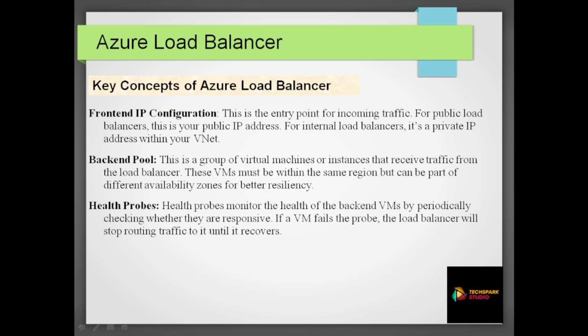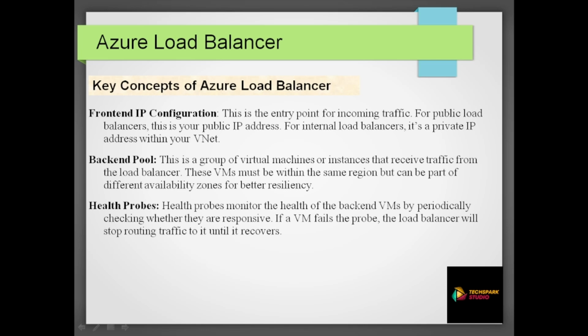Now, inbound NAT rules. Inbound NAT rules allow you to map inbound traffic on a specific port to a specific VM and port in the backend pool. For example, if you need to connect to VM1 on port 3389 for RDP, but you only have a single public IP, then an inbound NAT rule can forward RDP traffic to a specific VM.